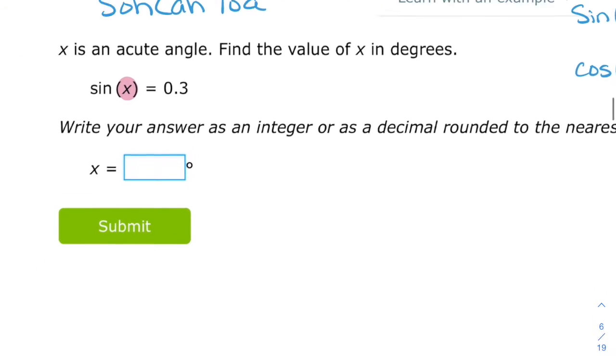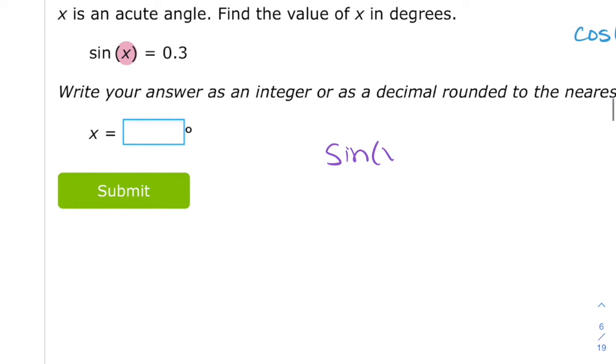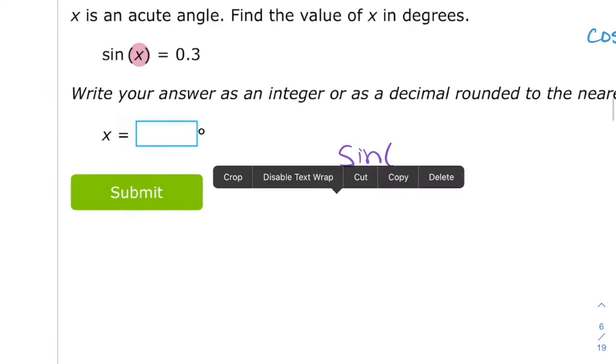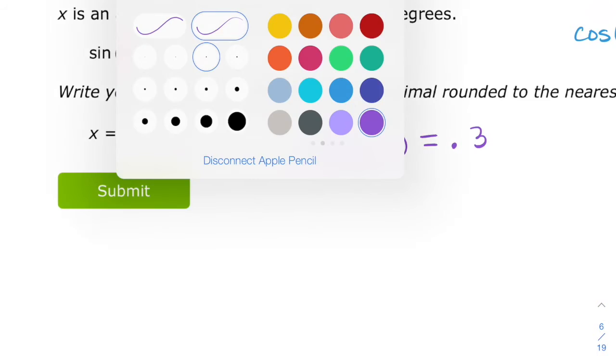Because today we're only doing the inverse. So let's take the sine of angle x equals 0.3. The question is, what is the measure of angle x?